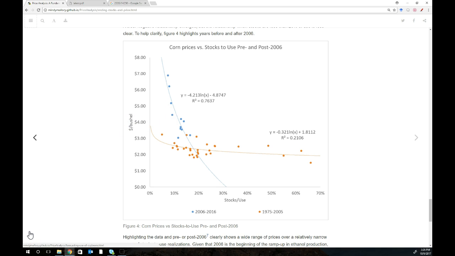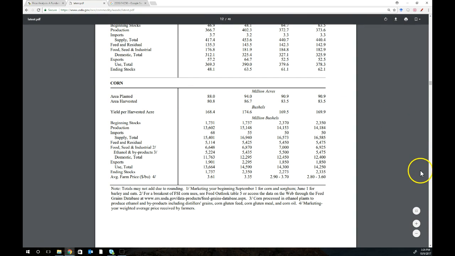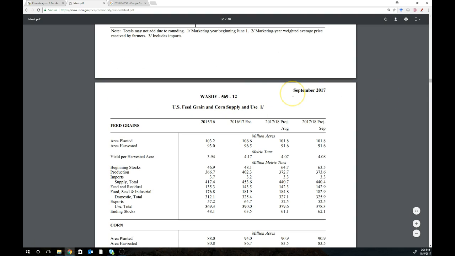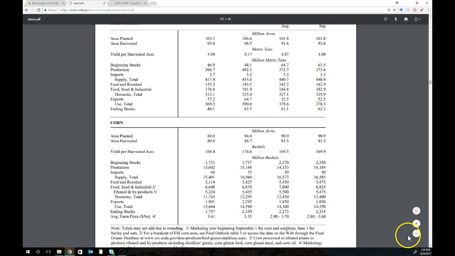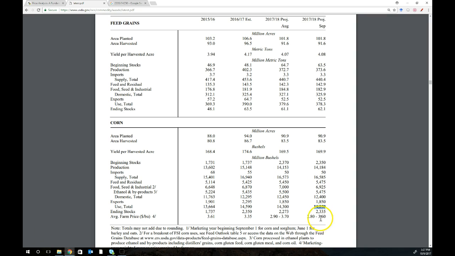So let's see if we can come up with an estimate given current data. I've pulled up the most recent WASDE. Let me scroll up here so you can see. This is the WASDE report released in September of 2017. I'm going to scroll down here to the corn table. We can just take this ending stocks number and divide by the total use number, and we'll get our stocks to use ratio. So if I take 2335 divided by 14250, these are in the same units, so I shouldn't need to do any conversion.